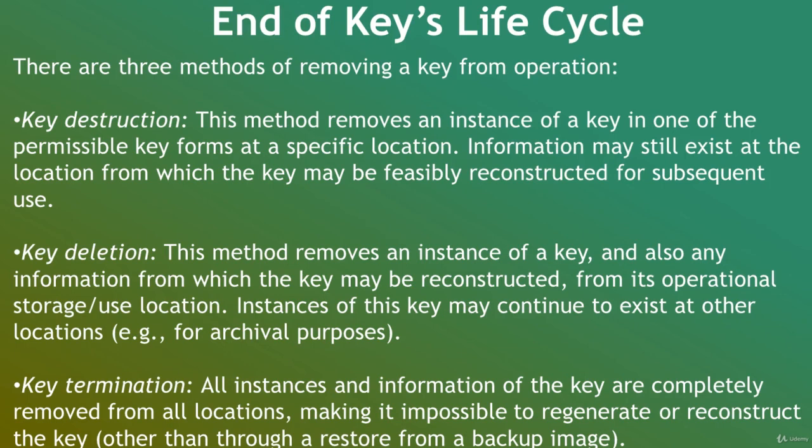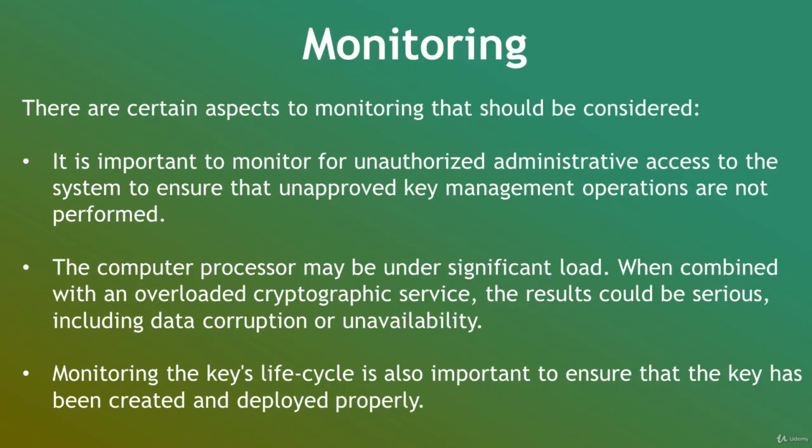The third method of removing a key from operation is key termination. All instances and information of the key are completely removed from all locations, making it impossible to regenerate or reconstruct the key other than through a restore from a backup image. The key management system should be able to handle all of the transitions between phases of a life cycle and should be capable of monitoring and keeping track of these workflows. There are certain aspects to monitoring that should be considered.